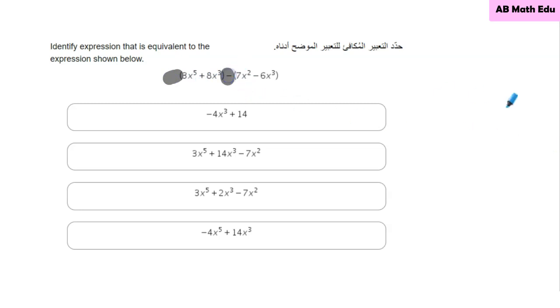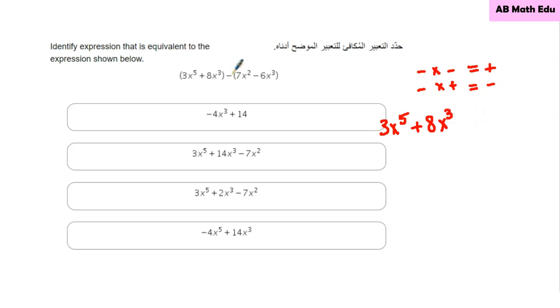Here is negative. And we have to know all that. You have to know that negative times negative is positive. Negative times positive is negative. And positive times positive is positive. So here nothing is going to change because 1 is here. You don't see any number, it's positive 1. Nothing is going to change, so we write 3x to the power 5 plus 8x cubed.